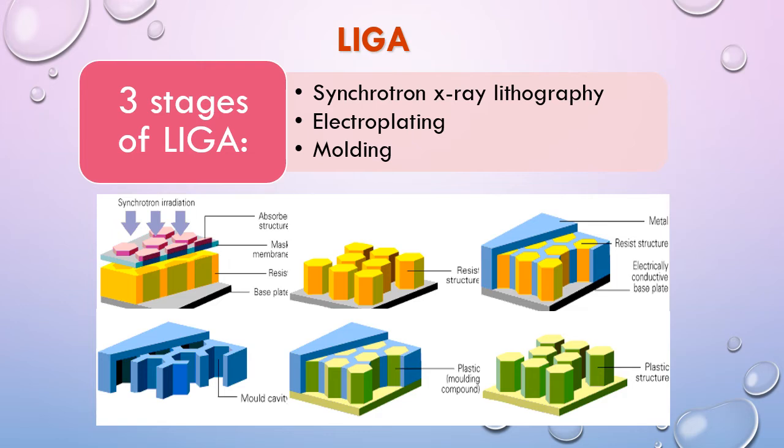Okay, so by doing this, you will get the second part, where you are going to have the resist structure after the synchrotron radiation, when we already do the etching and remove everything. Okay, so then you will get this resist structure. So after that, there will be electroplating with the metal. When you already perform the electroplating with the metal like this one, you're going to have the resist structure inside here and the metal on the outside.